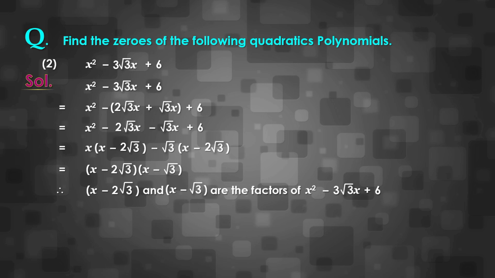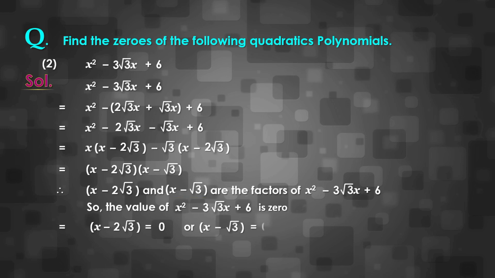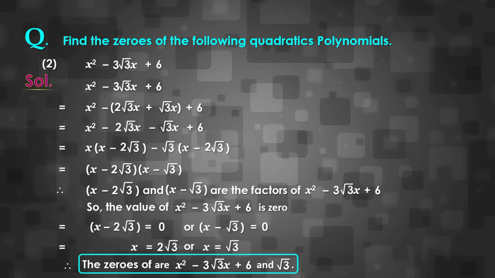Now, to find the zeros, we equate each factor to 0. First, x minus 2 root 3 equals 0. This gives x equals 2 root 3. Second, x minus root 3 equals 0. This gives x equals root 3. Therefore, the zeros of the quadratic polynomial x squared minus 3 root 3 x plus 6 are 2 root 3 and root 3.